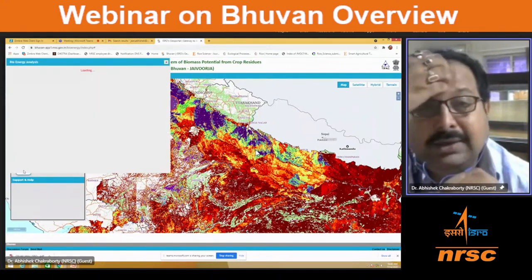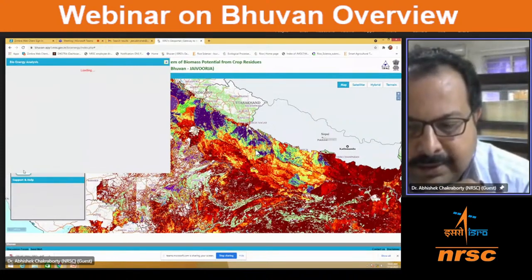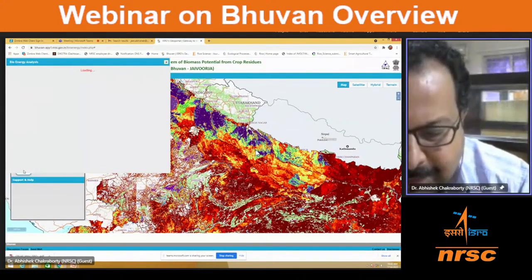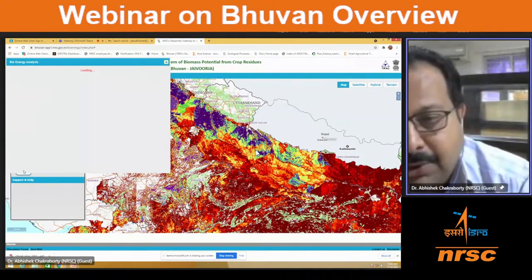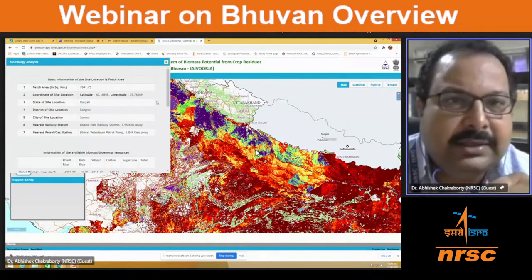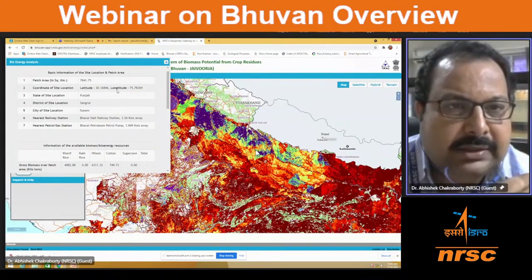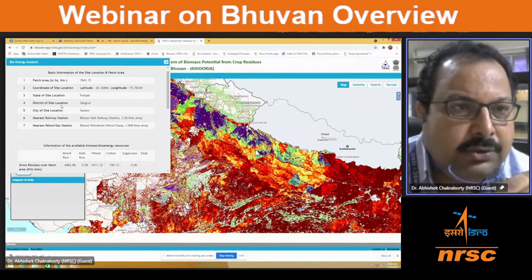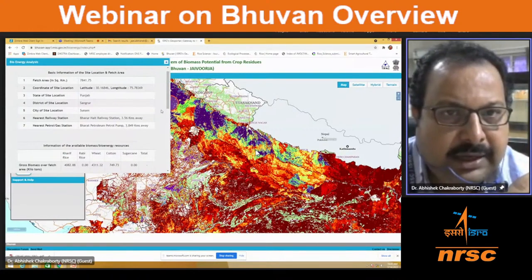So quickly it will analyze all these layers, all these land use classes, all these administrative layers, and come out with a report about the prospect of this particular site, how much biomass is available. Say, for example, it has already done it. So the fetch area is this many square kilometers, and the coordinate is this. It is in Punjab, Sangrur area. The nearest city is Sunam, and the nearest railway station is nearly 3 kilometers, and a petrol pump is also 3.8 kilometers away.